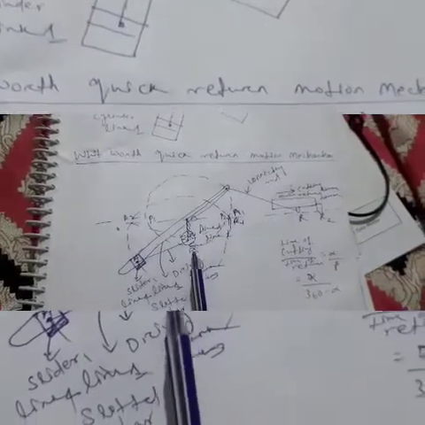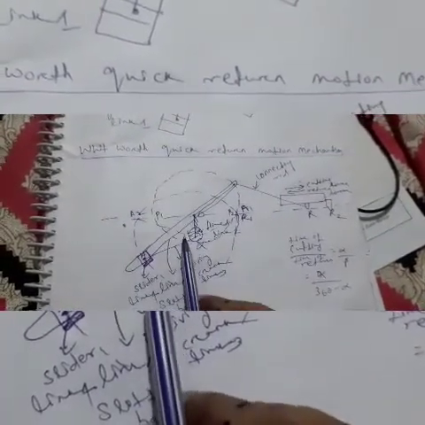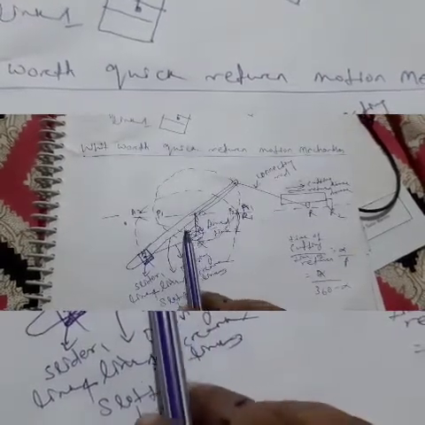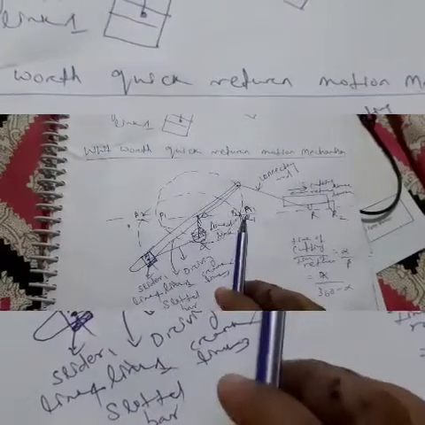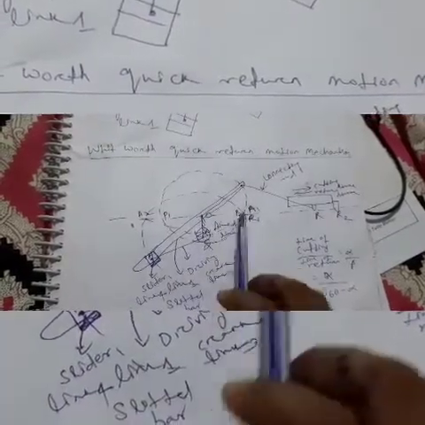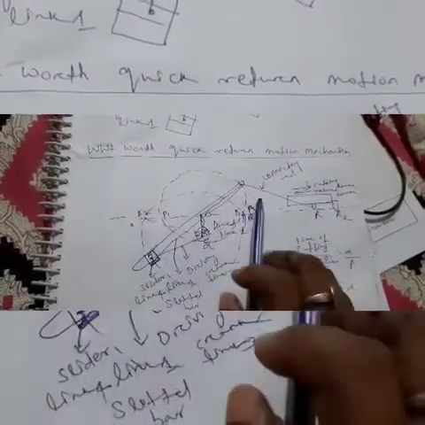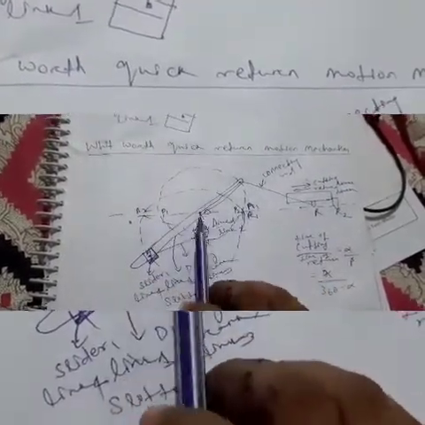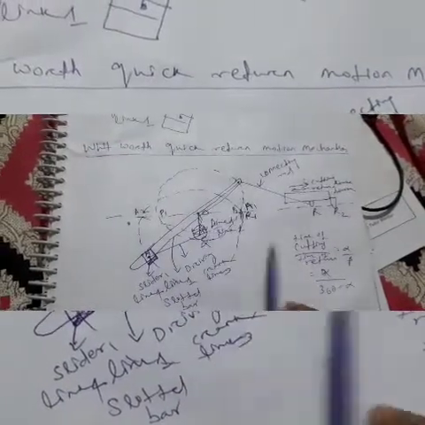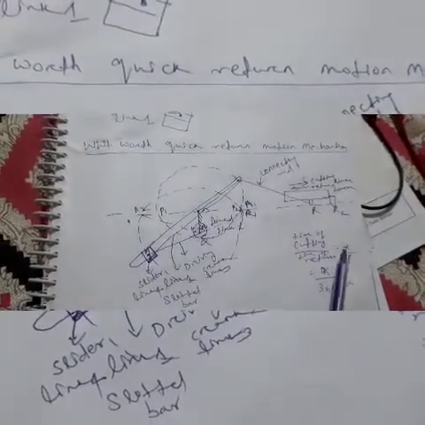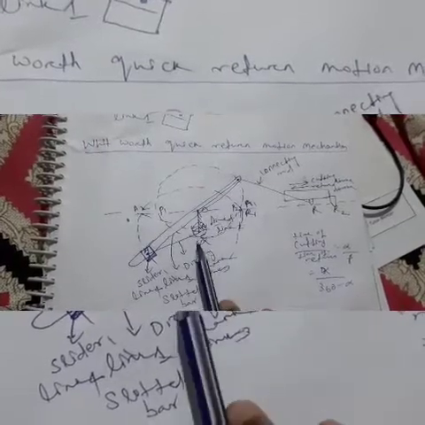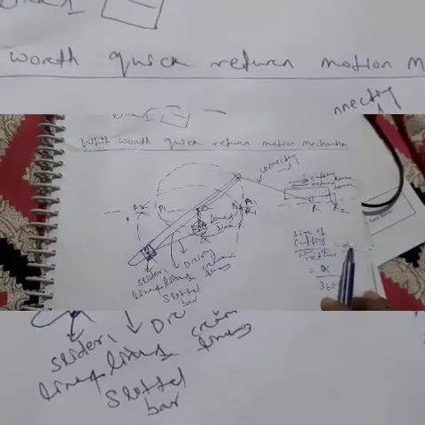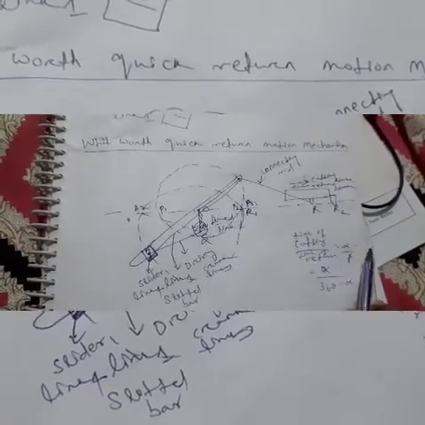So here the angle covered by the cutting stroke is alpha, and the angle covered by the return stroke is beta. That is, from A1 to A2 it will move during the cutting stroke, so this angle is alpha, and from A2 to A1 it will move during the return stroke, so the angle is beta. So the time of cutting stroke by time of return stroke is alpha by beta. Alpha plus beta is 360 degrees, so this is alpha by 360 minus alpha, or you can write it as 360 minus beta divided by beta.